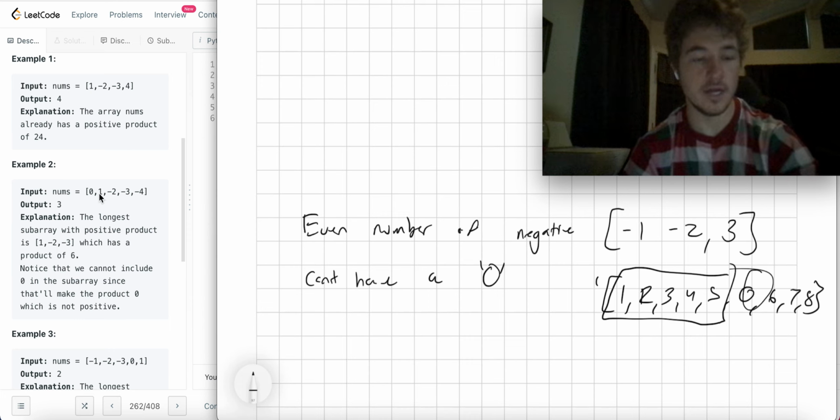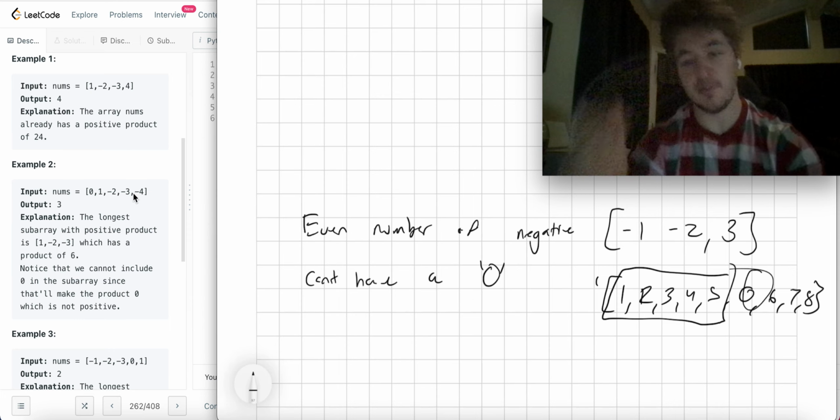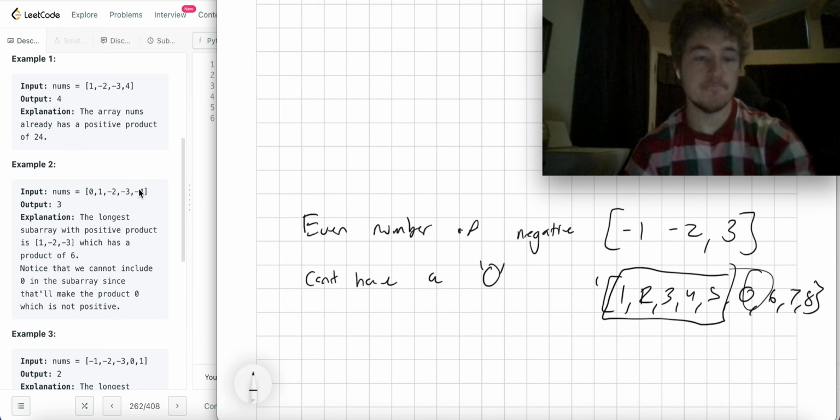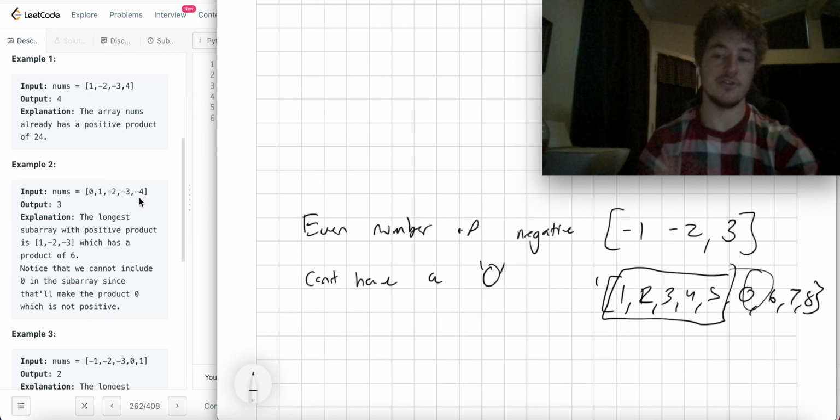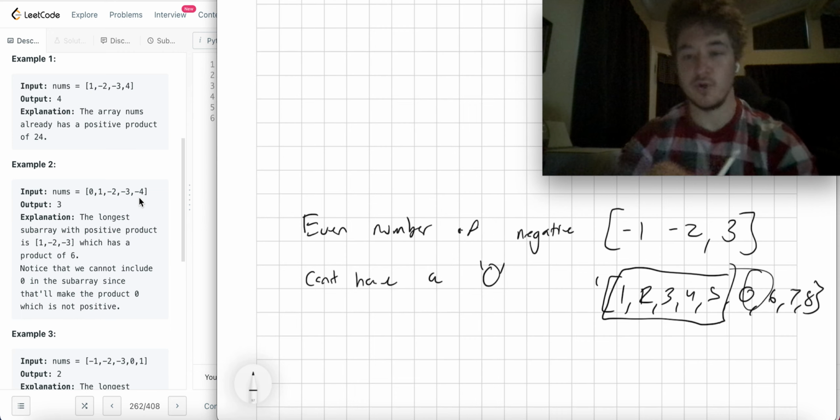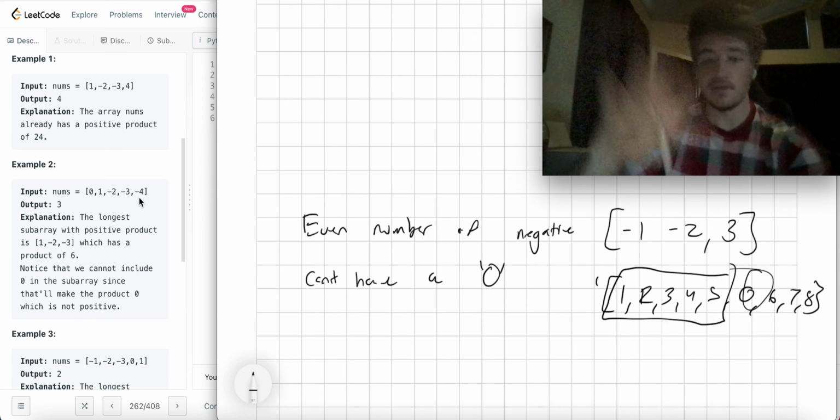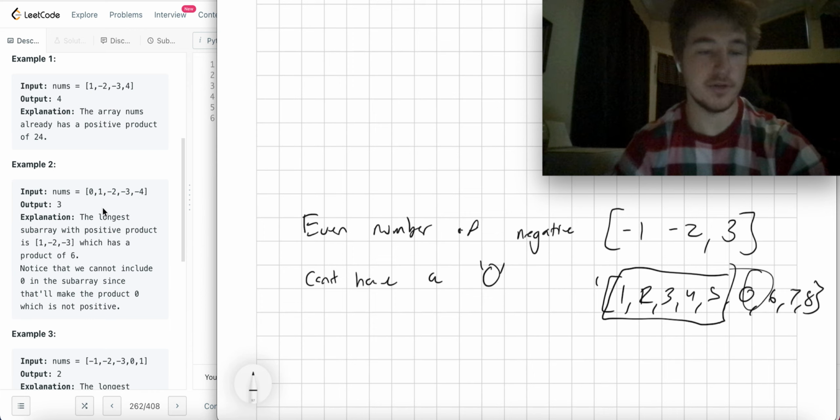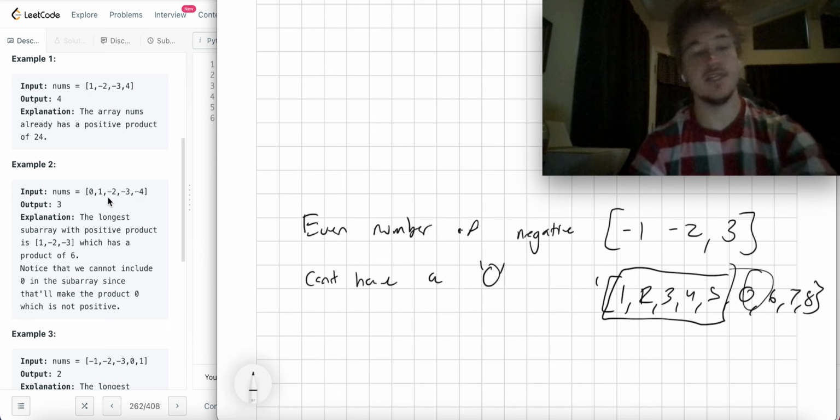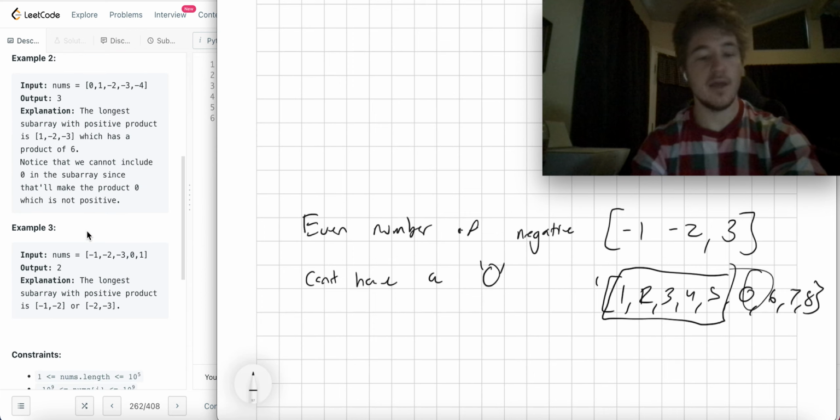You could take this 1. This -2 would make it negative, but then if you include this -3, that'll make it positive again. And then you can't include another negative, or that would make it negative again, right? So there's this constant alternating aspect where it goes positive and it goes negative. It goes positive and it goes negative. So you can only include an even number of negative numbers, right? Which is why you can't include 3 of these, and then you can't include this 0.